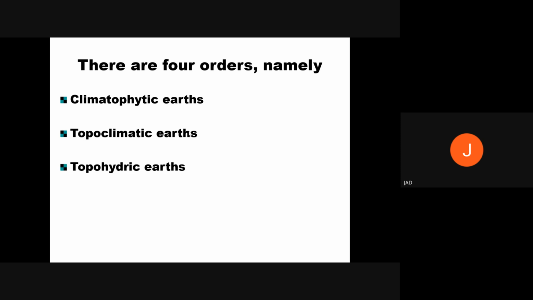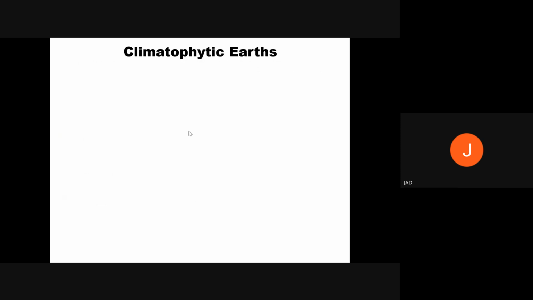Then we have topohydric earths, that's a combination of water and relief. Also can be used to describe soil. Then we have the lithochronic earths. This is basically the color of the soil, which is also used to classify soils in Ghana. So please, I would urge you to focus more on this because this is basically related to Ghana, and so you take them seriously. Let's decompose that into small units and let's see what we have.